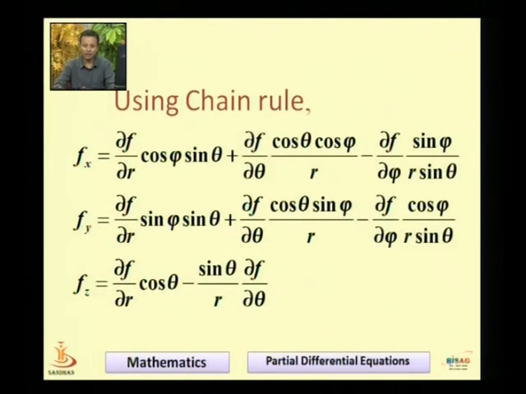Now using the chain rule again, the partial derivative of f with respect to x, now x is a function of r, theta and phi. So by the chain rule, del f by del x can be written as del f by del r into del r by del x. Okay, del r by del x is cos theta sin phi, plus del f by del theta cos theta by r, minus del f by del phi sin phi by r sin theta, and similarly the other first order partial derivatives.